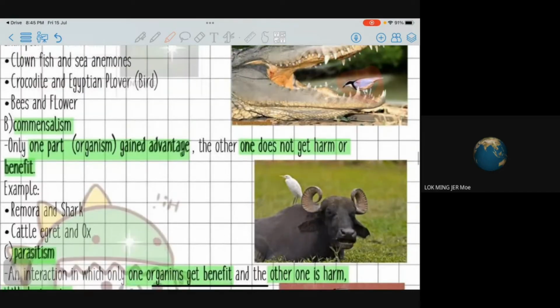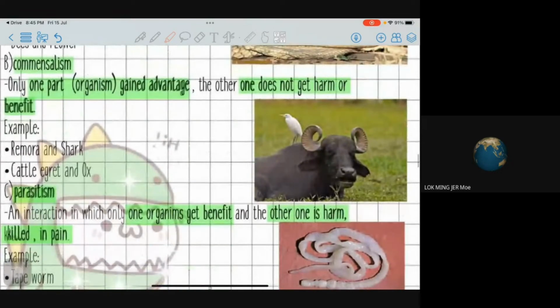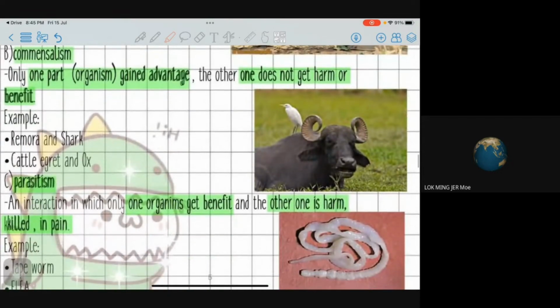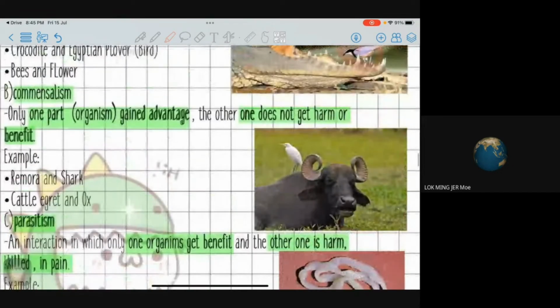Okay, what is meant by commensalism? Only one gains benefit. Another one? Yeah, it doesn't get harm, but it doesn't get benefit at all. Okay, it just does nothing. For example, remora and shark. Okay, cattle egret and ox. Okay, that is the example for commensalism.